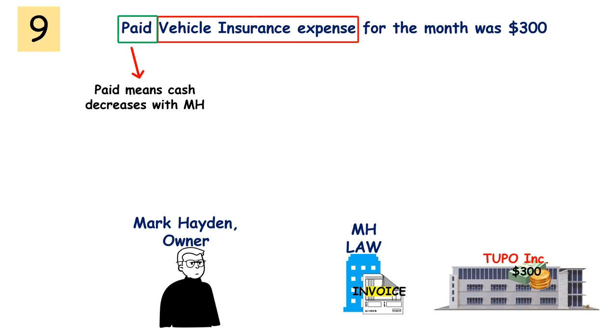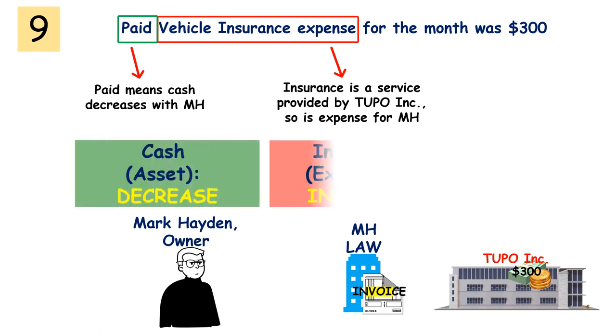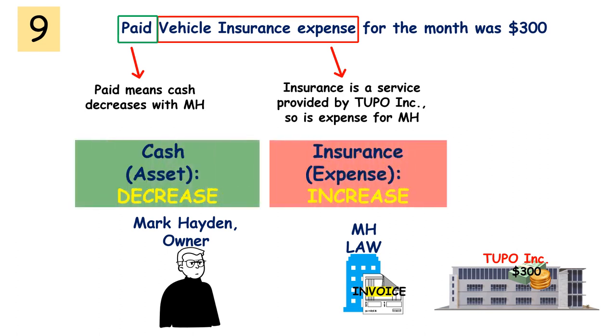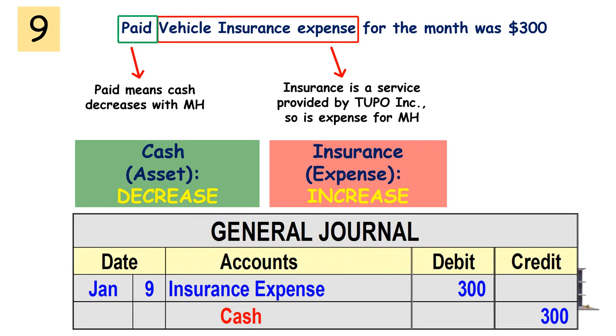And the word expense should tell you an expense is involved, and an expense increases because we use vehicle insurance service. So we know that these two accounts are involved, and paying cash means asset decrease, it will be credited. So now that we know the credit line, the opposite line is a debit, which would be insurance expense. Applying the rule, increase in expenses are always debit. So insurance expense $300 debit, cash will be credited.